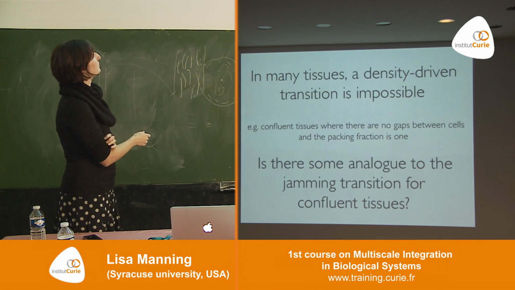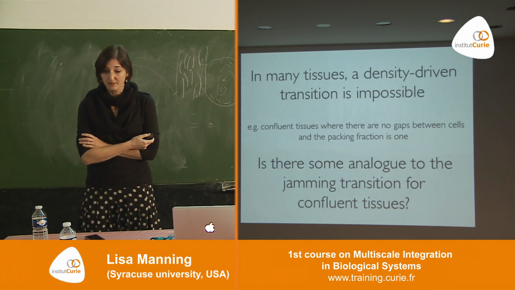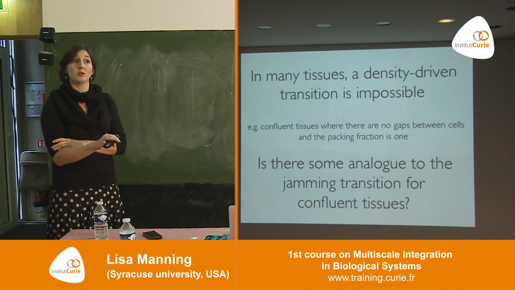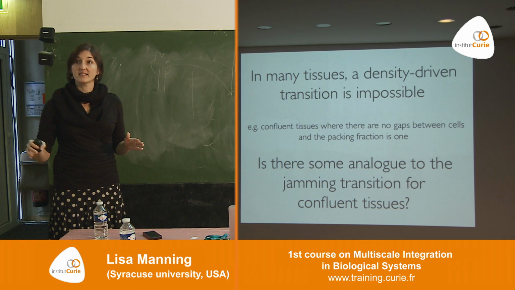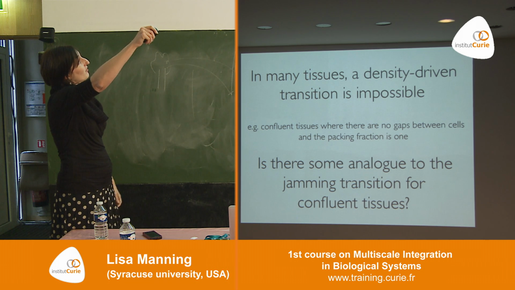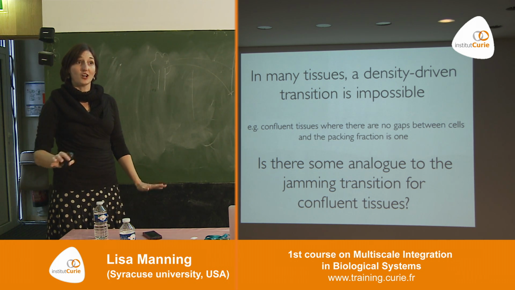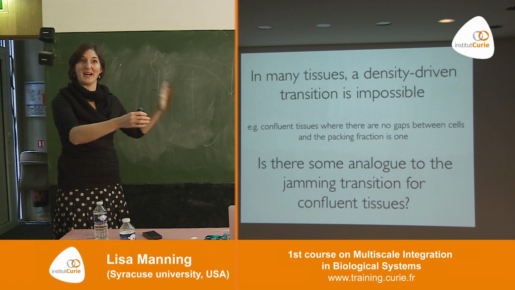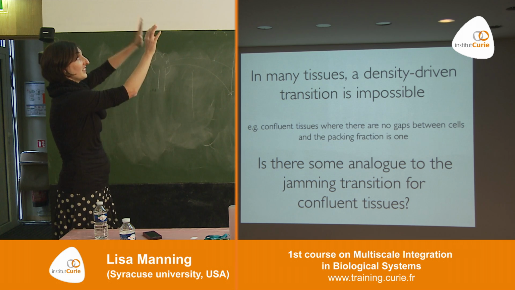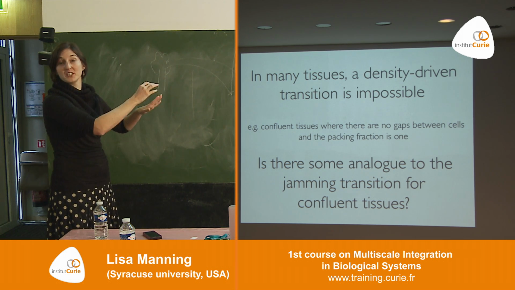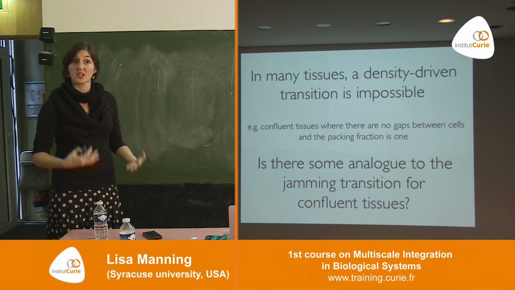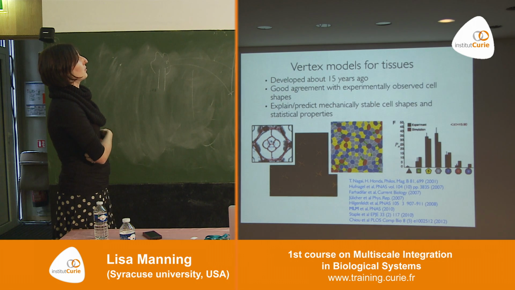Okay, that's the idea. Unfortunately, in many tissues, this density-driven transition is impossible. It can't happen. Why can't it happen? It's because if the tissue is already confluent, then the tissue is at packing fraction 1. All of those other models tell you that something should happen at packing fraction 0.84 or something like that in 2D, right? So this cannot explain what's happening in confluent tissues, liquid to solid transitions that happen in confluent tissues. So the question is, is there something that can? That's what I'd like to talk about for the rest of today.